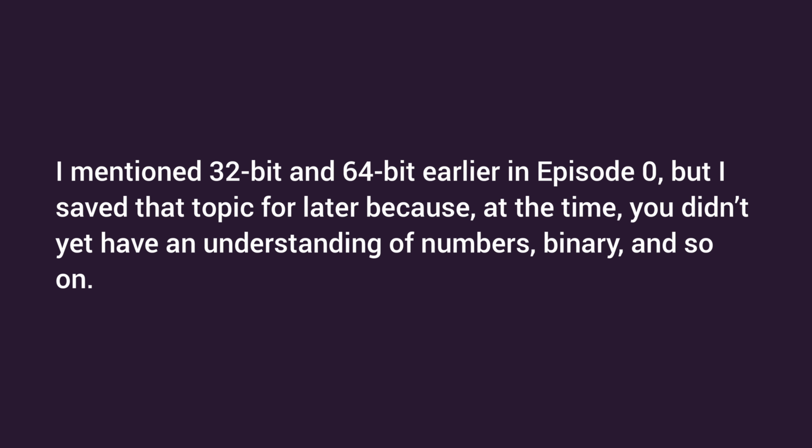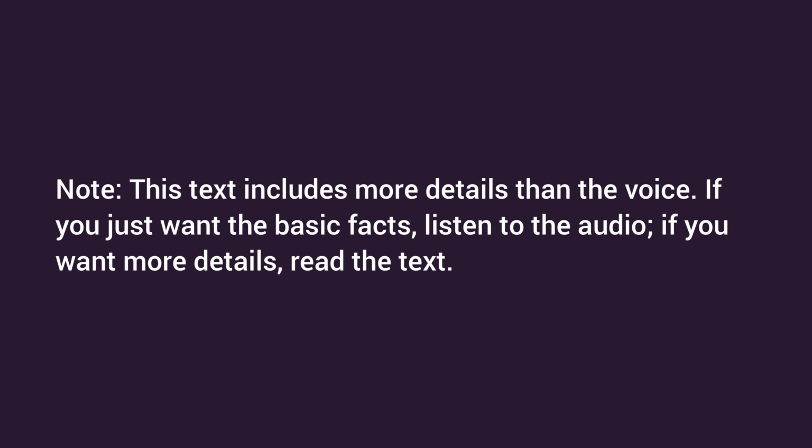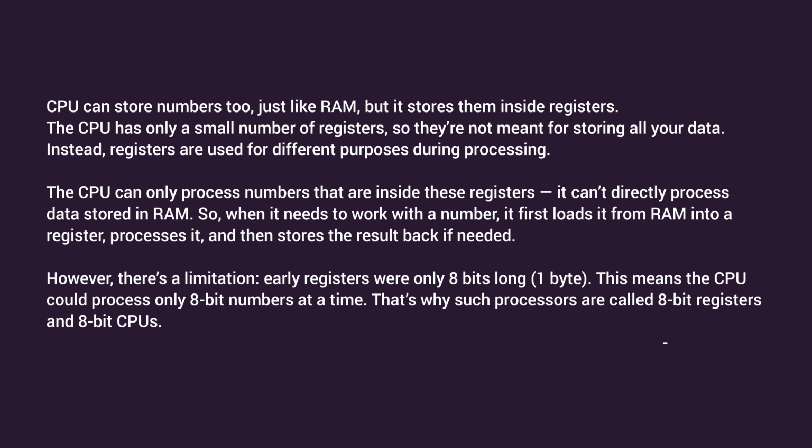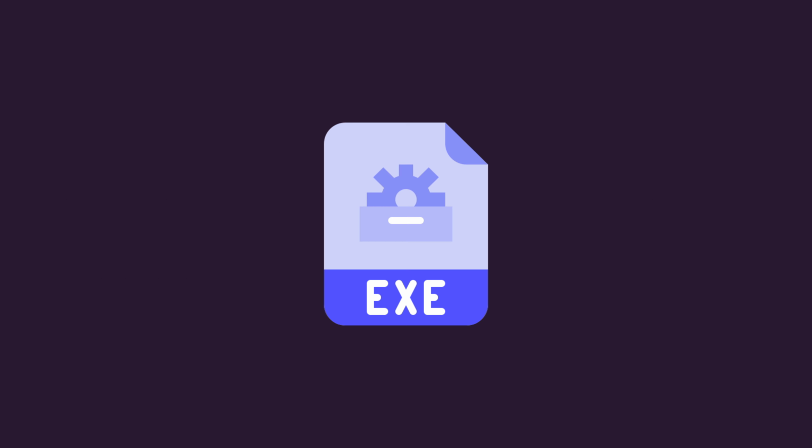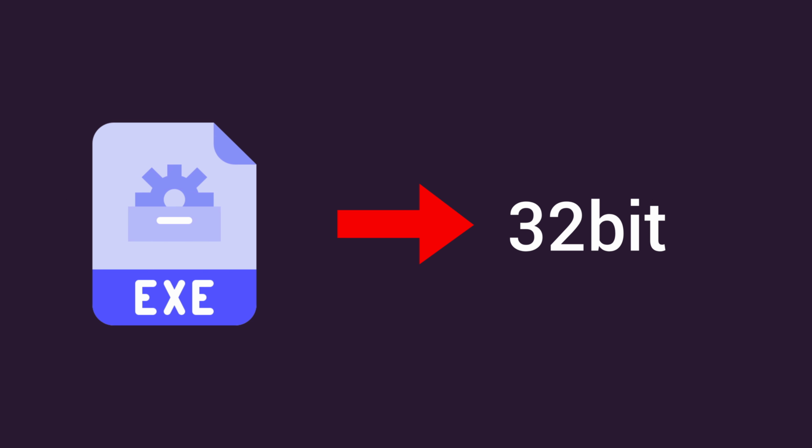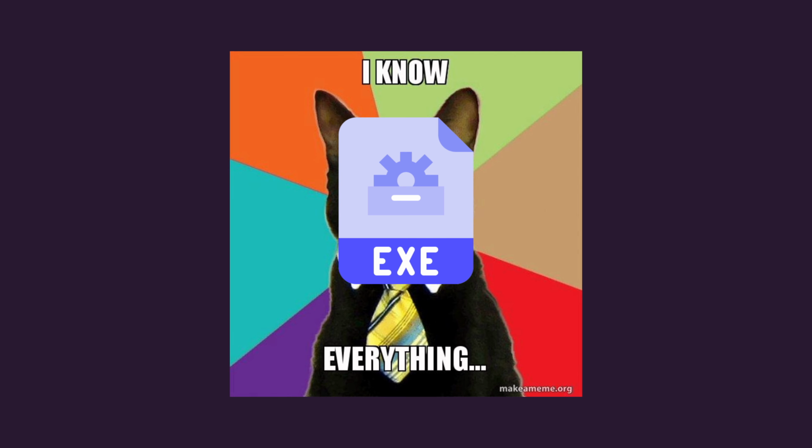But what is a 32-bit or 64-bit program? In earlier times, CPUs weren't powerful enough, so they handled 8 bits at a time. That's why they were called 8-bit CPUs. Then they evolved to 16-bit, then 32-bit, and finally 64-bit CPUs. If you have a program written for 32-bit CPUs, that means the program knows that the CPU is limited to 32 bits and doesn't try to work with larger numbers.